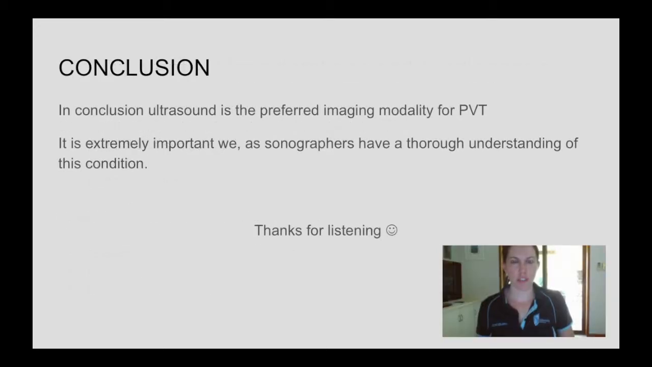In conclusion, ultrasound is the preferred imaging modality for PVT as it is non-invasive and reproducible. Therefore, as third-year sonography students, it is important that we have a thorough understanding of this condition. Please don't hesitate to ask us if you have any further questions in regard to portal vein thrombosis.